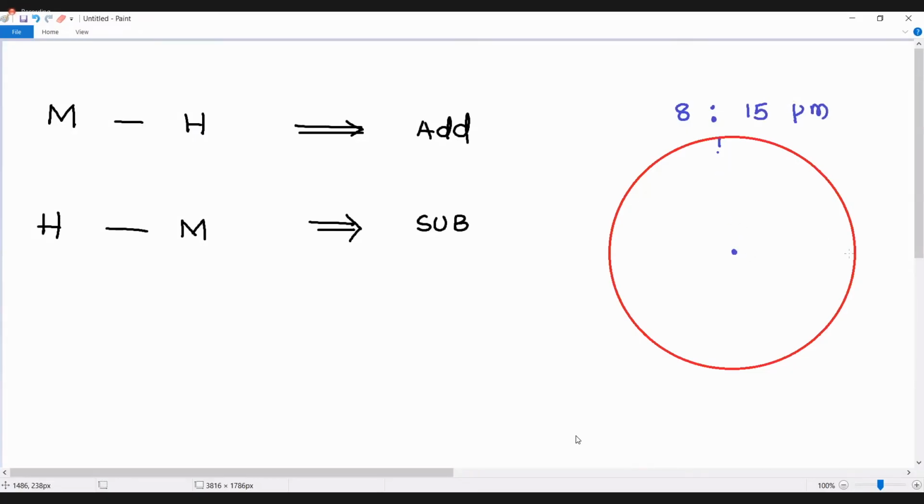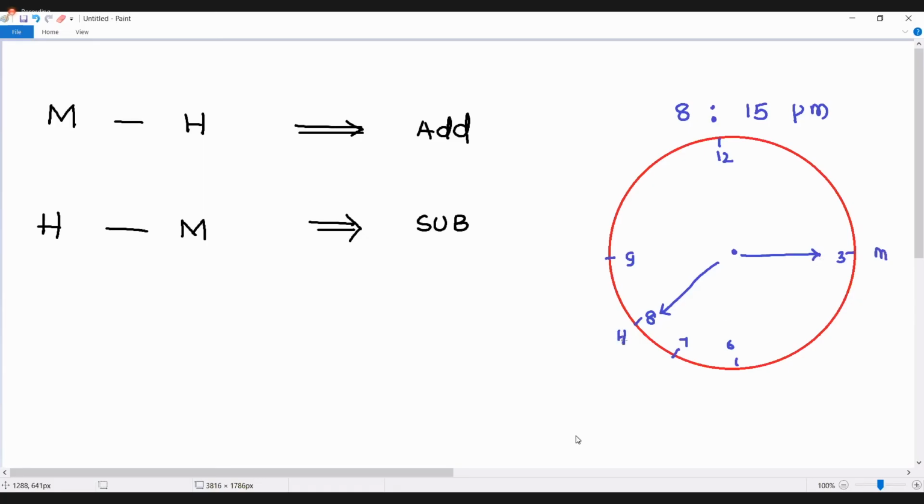So I'm just trying to draw the virtual positioning. So 12 and 3 and 6 and 9. It is 8 o'clock 15 minutes. 8 o'clock means hour hand is pointing towards 8. Let me project it like this. 15 minutes means minutes hand will be pointing towards 3. This is M and this is H.